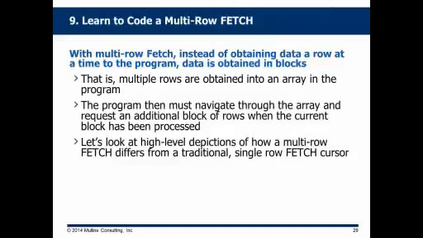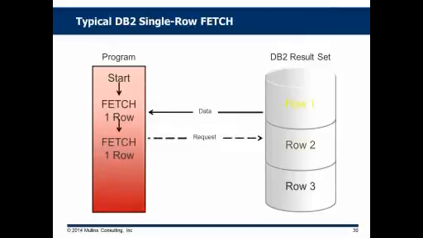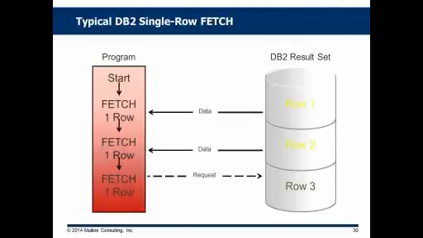Number 9, multi-row fetch. This is a really good way of optimizing batch applications that access a lot of data from cursors. If you've got multiple rows, getting them one at a time, take a look at moving to a multi-row fetch. This is showing a single row fetch. We start off, we fetch a row, we fetch another row, we fetch another row. And this work in between the program and the DB2 result set consists of overhead as we go back and forth between the program and DB2.